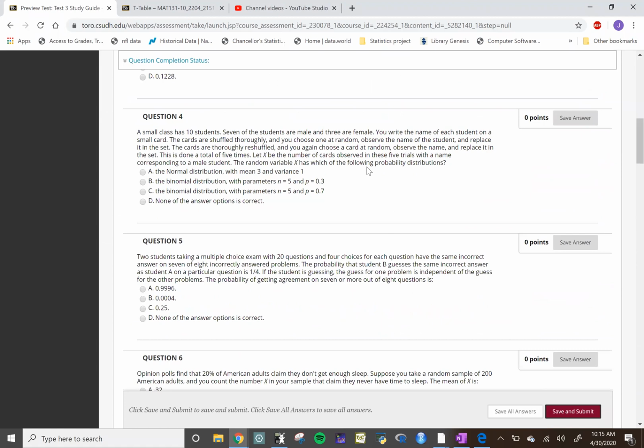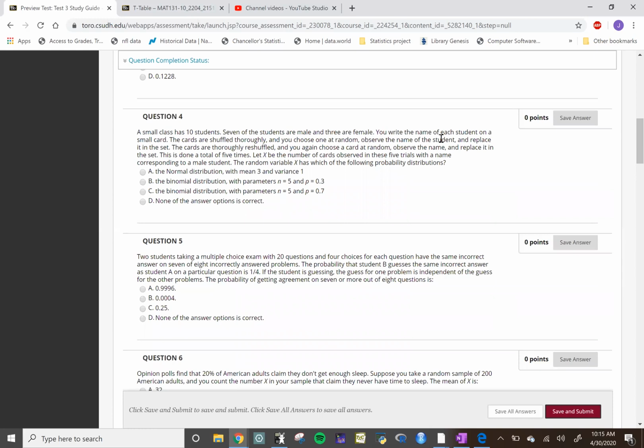All right, perfect. So number 4, this is once again a binomial distribution. We'll go over why this is a binomial distribution. It says a small class has 10 students. 7 of the students are male and 3 are female. You write the name of each student on a small card. The cards are shuffled thoroughly and you choose one at random.